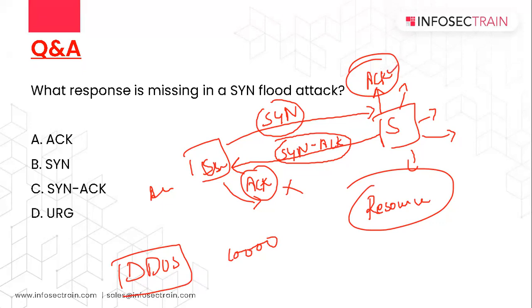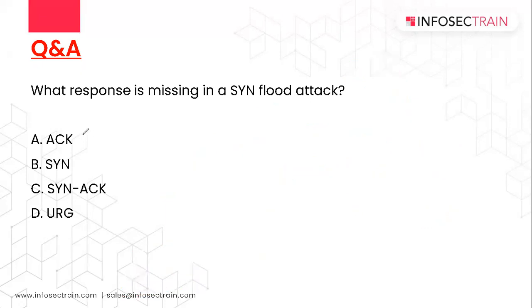So from here, option A, we have acknowledgement, right? Option B is your SYN. Option C, your SYN-ACK, and option D, your URG, right? So over here, the acknowledgement packet, as we were saying, the attacker is not going to send any acknowledgement, right? So this is the response which will be missing in our SYN flood attack.